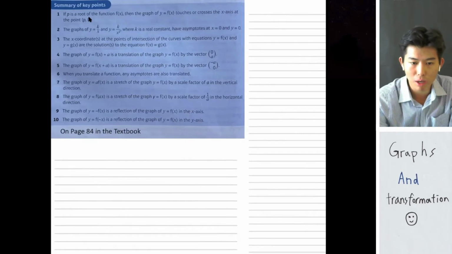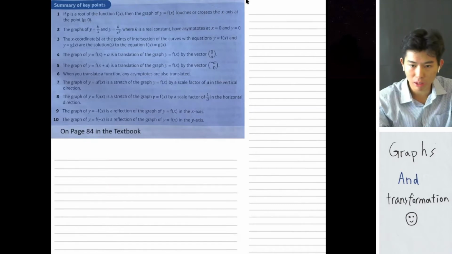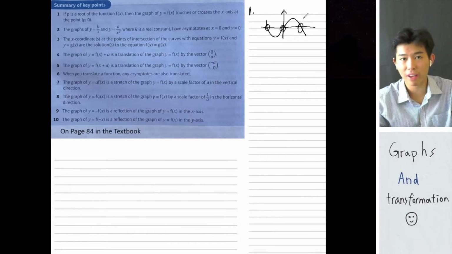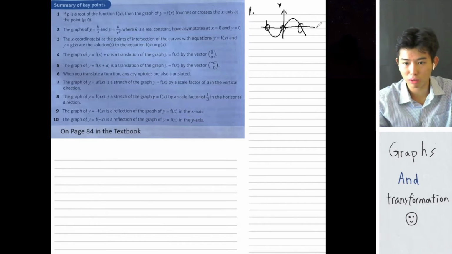Okay, so for the first part of this summary of key points: if p is a root of the function f of x, then the graph of y equals f of x touches or crosses the x-axis at the point p comma 0. So basically, let's say I have a graph like this, crossing 3 points, then the roots are 1, 2, and 3. Or you can say these points are the critical values of x when y is equal to 0. Okay, so this is y and this is x.